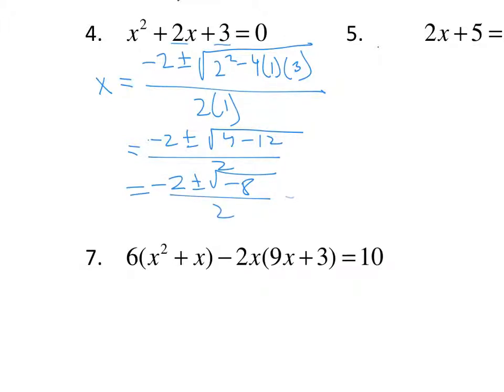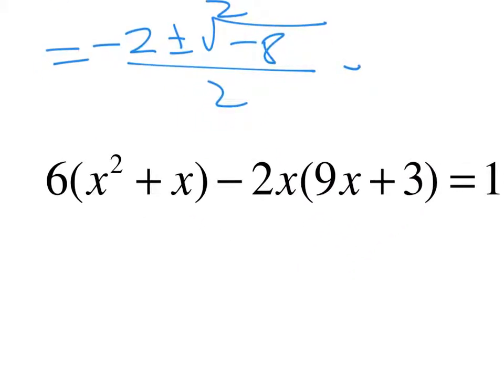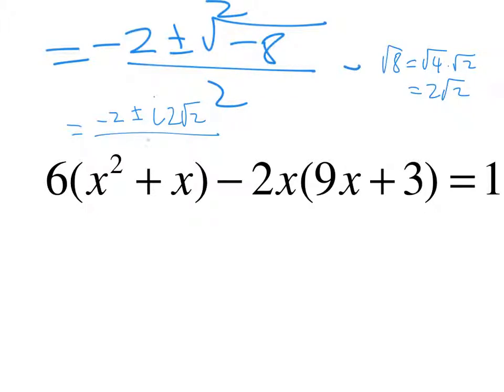That negative is going to come out as an i here. So we're going to have negative 2 plus or minus, and we're going to have an i because of the negative. Now the square root of 8 is 4 times 2, so the square root of 4 we can do. Remember, the square root of 8 is the square root of 4 times the square root of 2, which is 2 square root of 2. So let's replace that with 2 square root of 2, all over 2.